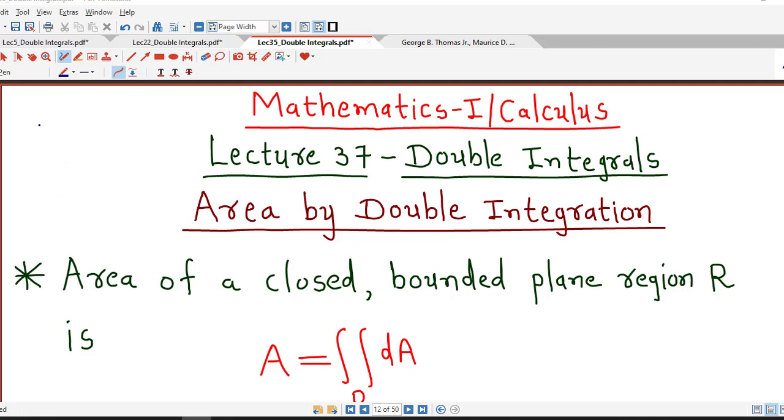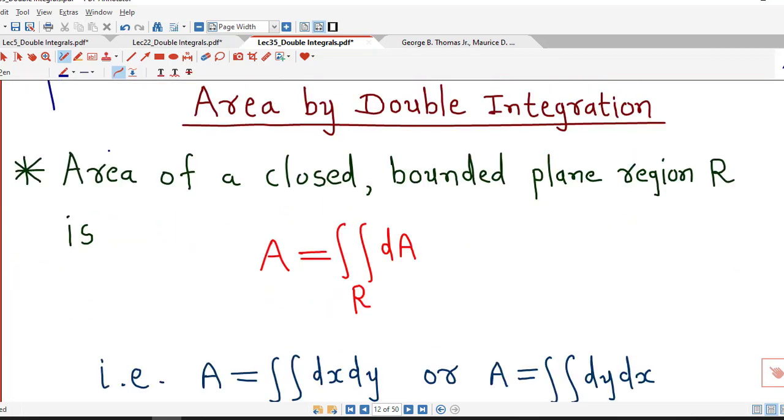So suppose we have some region in the xy plane which is a bounded region. Suppose we have this type of bounded region in the xy plane, and suppose the region is denoted by R. If we want to find out the area of this region, then we can use a double integral, and the area of the region R is given by this formula: double integral of the function 1 over this region R.